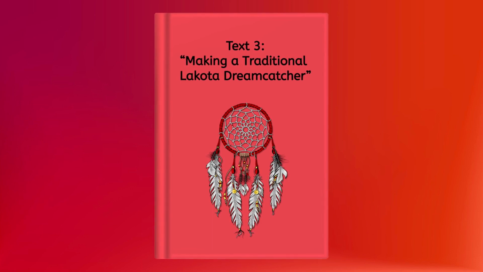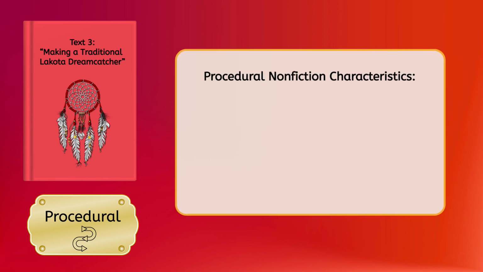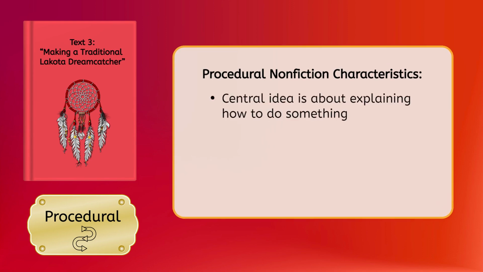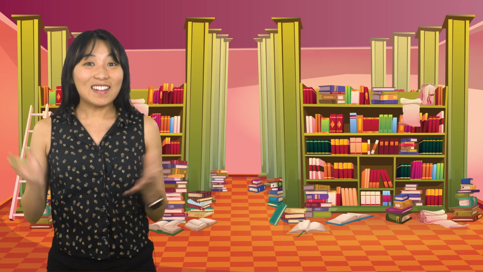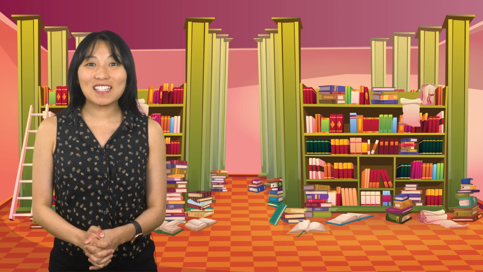So our final text, making a traditional Lakota dream catcher, is procedural nonfiction. The central idea is something like, you can create a dream catcher to learn more about Lakota culture, which focuses on explaining how to do something. So it makes sense that the body paragraphs are organized by the procedure steps in chronological order. And to help the reader understand those steps, the author uses transitions like first, next, and then. Now we know where to shelve those 3 texts.